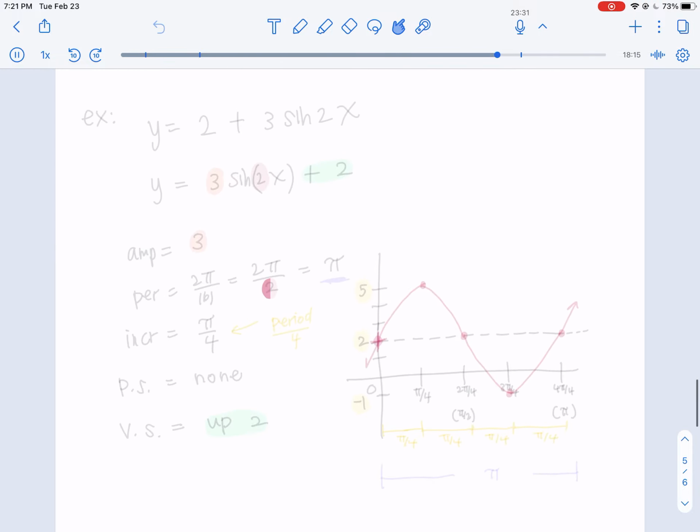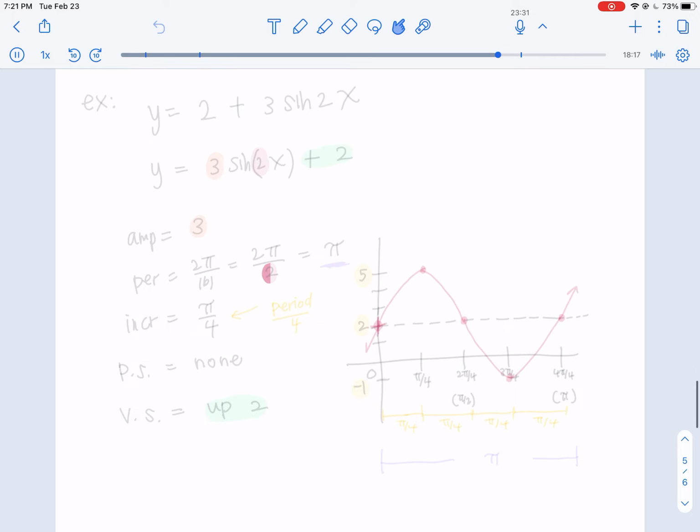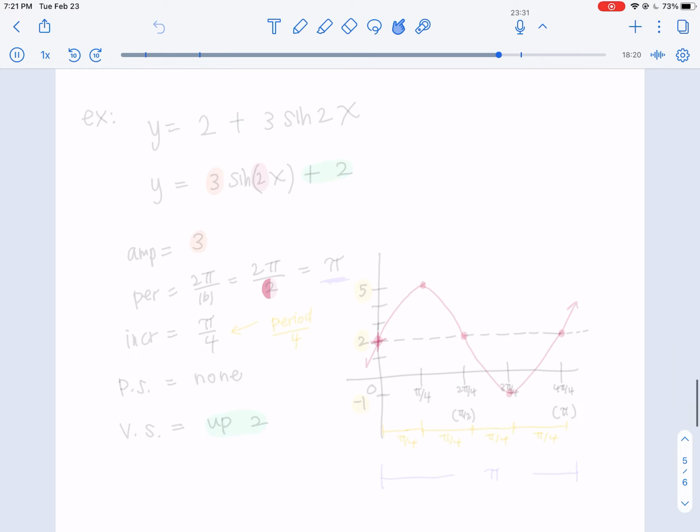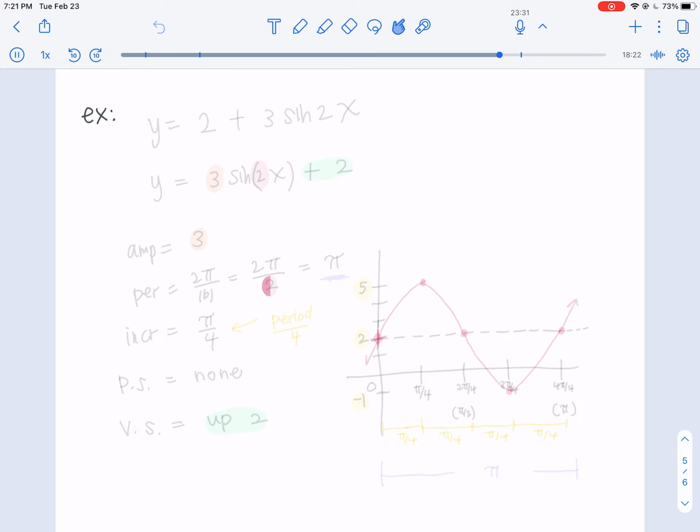It's an example. You have y equals 2 plus 3 sine of 2x. Okay. So this tends to throw students off a little bit. So can we rewrite this so that it's in the order that we usually see it in? How could I rewrite this?